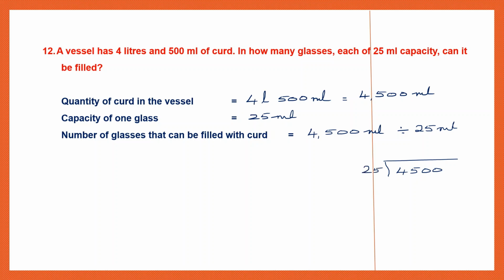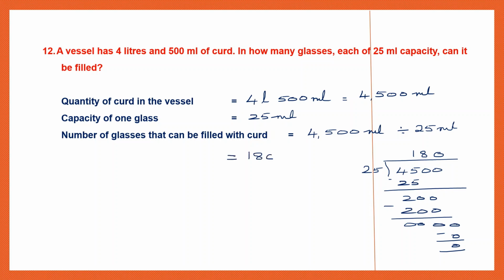25. 25 ones are 25 minus 0, 2, and we'll put a 0 here. Now 25 into 8 is 200 minus, so here it is all 0. We bring down one more 0. So we have a 0 on top. 25 into 0 is 0 minus. So now what do we have? 180. That means the number of glasses that can be filled with curd is 180 glasses. So 180 glasses can be filled with curd.